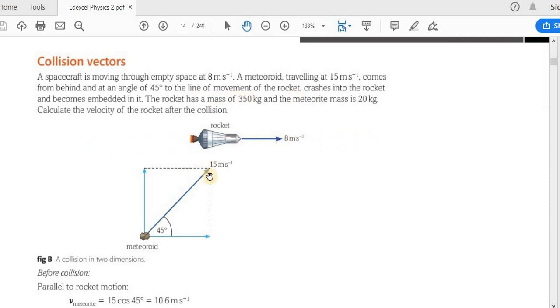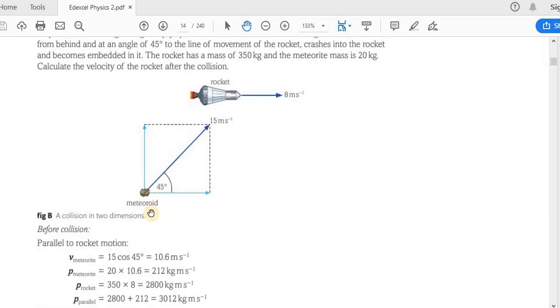Again, this is very important. If you see the angle here, it is 45 degrees. Because this line is parallel to this direction, this angle is also 45 because they are alternate angles. Okay, so what we can do is, this is in 2 dimensions.